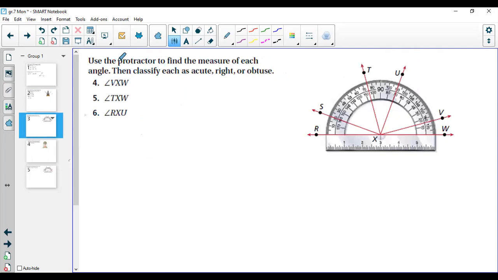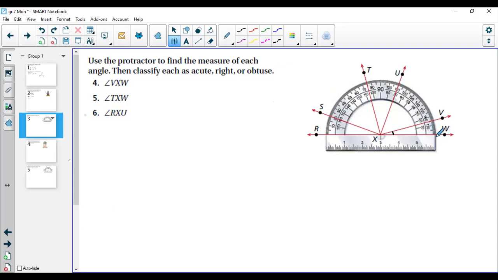Use the protractor to find the measure of each angle, then classify each as acute, right, or obtuse. Okay. So they want you to find angle VXW. So first find out which angle they are talking about. They're talking about V, X, and W. So they're talking about this angle. Okay. Now, always, what are the two questions you need to ask? Which are the two hands? So the two hands are, one is V and one is W.